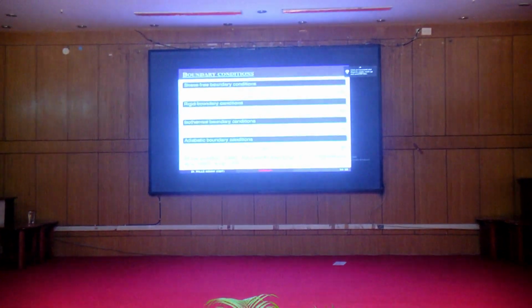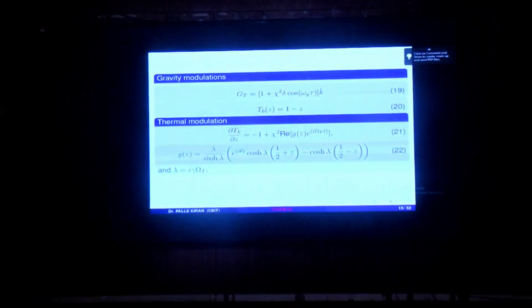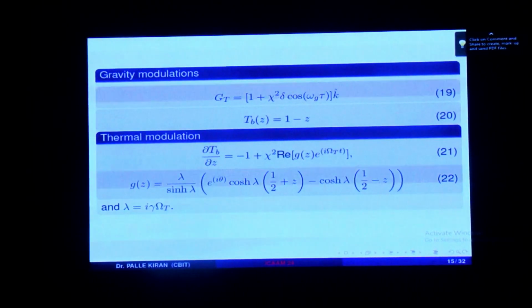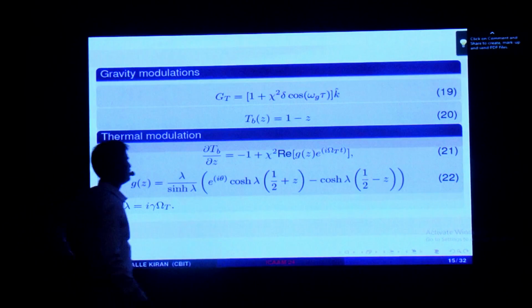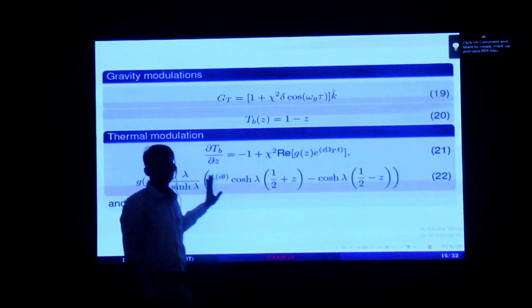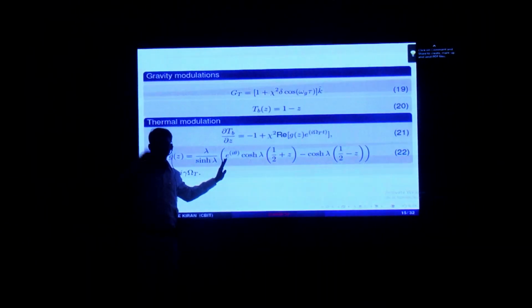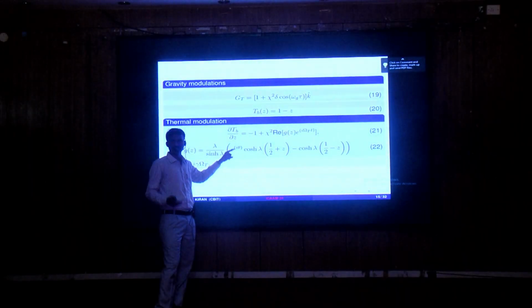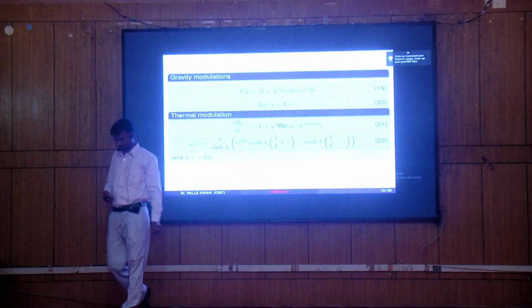Now, gravity modulation and temperature modulation. You see that in gravity modulation, the basic state temperature in non-dimensional form is 1 minus z. But in temperature modulation, when the plates are modulated, this is the form that we consider for temperature.